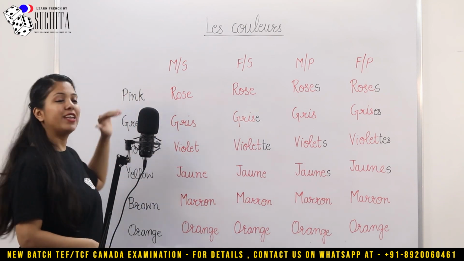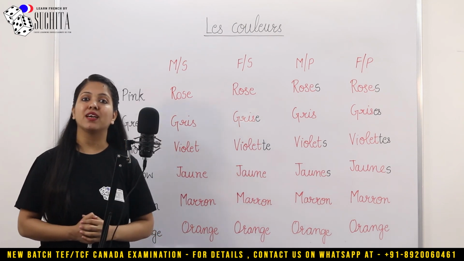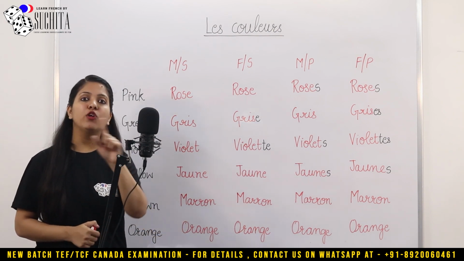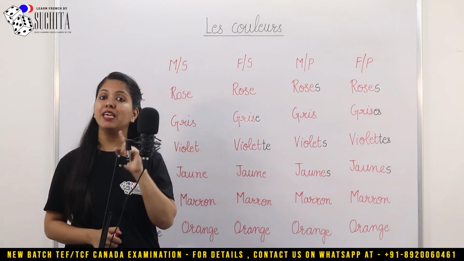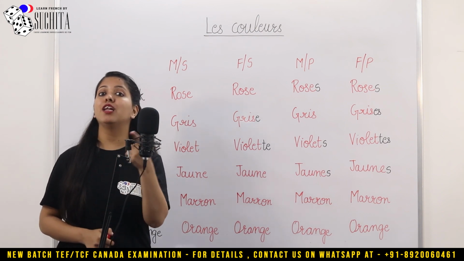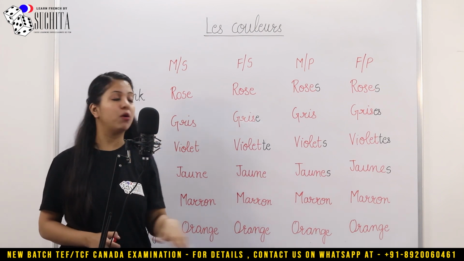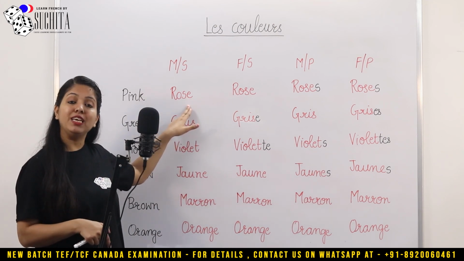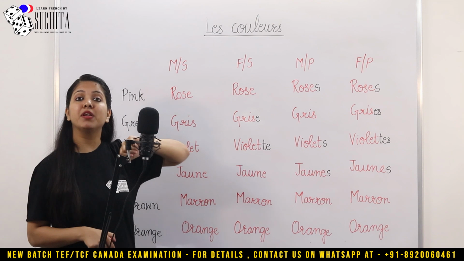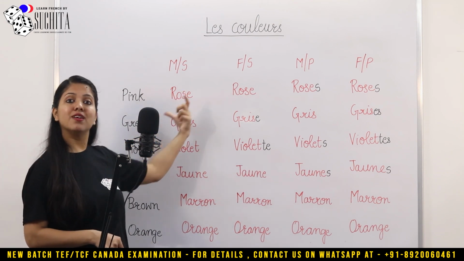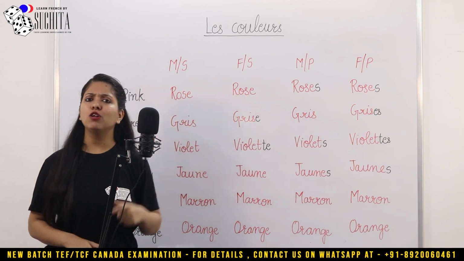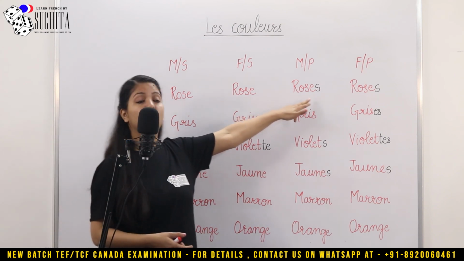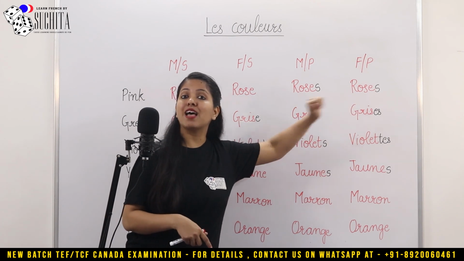Let's continue. So the next color that we are going to do is pink. Pink, rose. Rose. Now how do you make the feminine of something? You add E to make the feminine, but if your color already ends with E in the masculine form, the feminine form doesn't change. So rose, that already ends with E in the masculine form, so the feminine form will remain same. Rose, rose. And how do you make the plural of something? You add S to make the plural. So rose avec S et rose avec S.